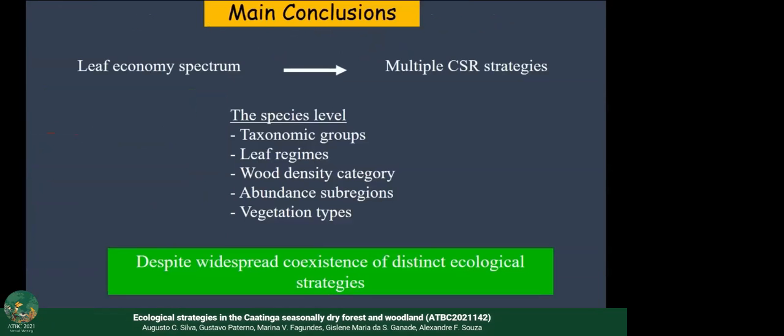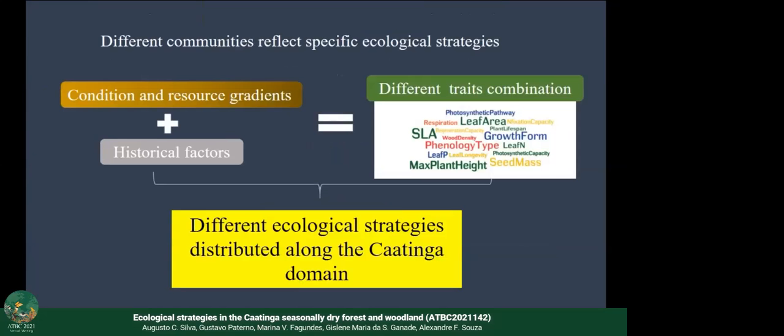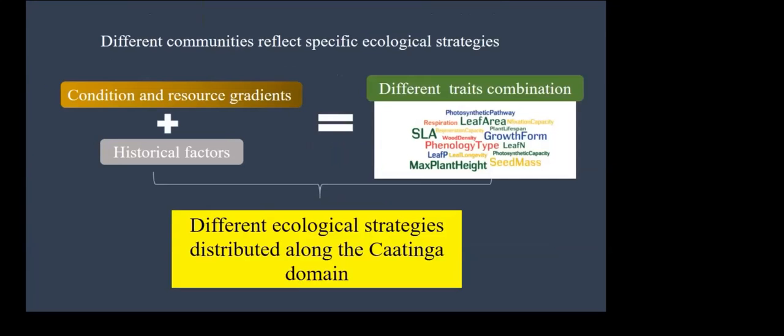Variation in the leaf economy spectrum can generate multiple strategies in an ecotone. Species can exhibit different trait combinations determining different strategies. At the community level, specific strategies are linked to subregion and vegetation types. Conditions and resource gradients, in addition to historical factors, must generate multiple CSR combinations.